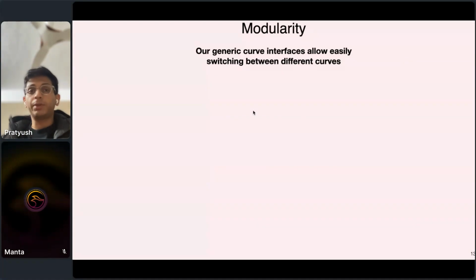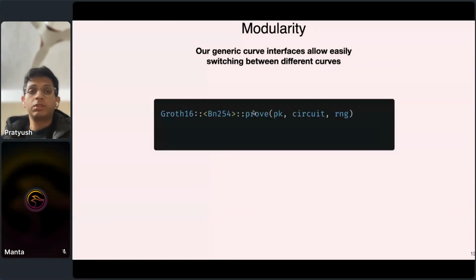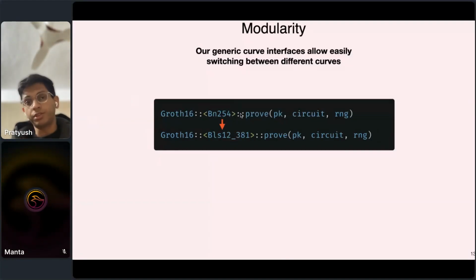So now we have a bunch of these curves, but how easily can you actually switch between them if you need to, right? So let's say you started off with Groth16 instantiated over the BN254 curve, but then you found out that BN254 is no longer secure, so you want to upgrade to the more secure BLS12381, right? So in Arkworks, doing this upgrade is as simple as just switching one type parameter. You can just switch out the BN254 type with the BLS12381 type, and then you're done.